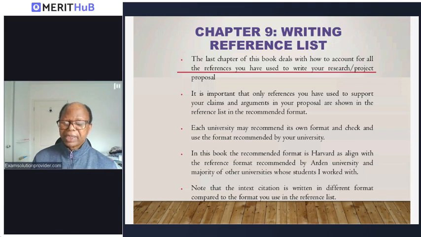Note that the in-text citation is written in a different format compared to the format you use in a reference list. So extremely important. In the actual dissertation, you have 5 marks only for getting these references correct. So you start at least 5 marks better off if you get everything correct, and it must obviously be written in the correct format. Okay, that's very important.